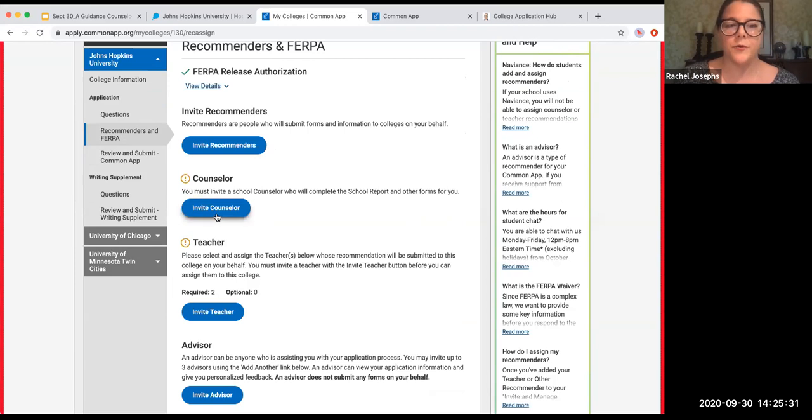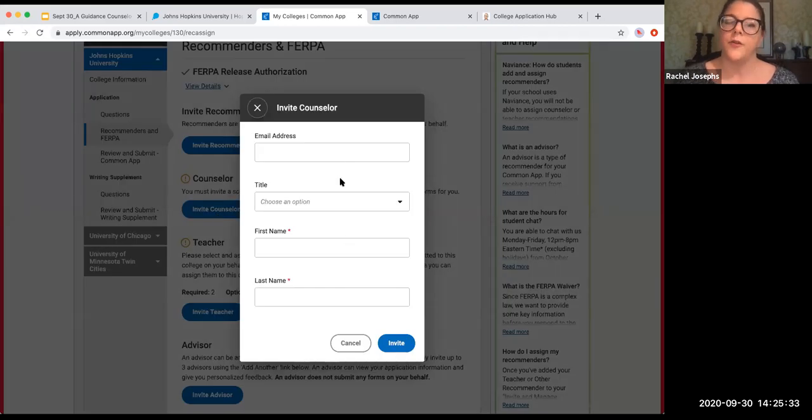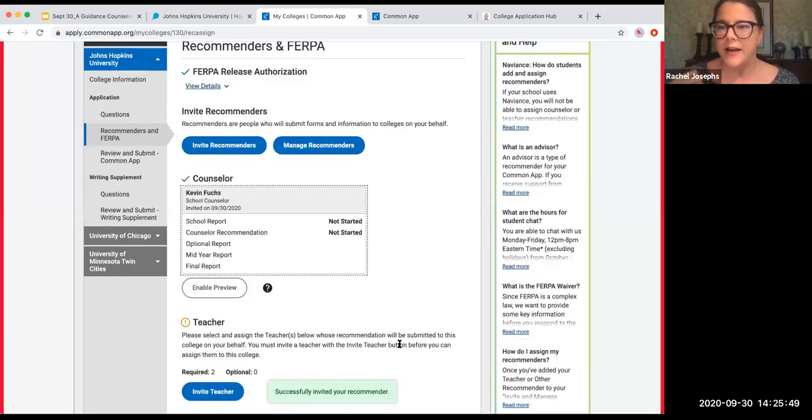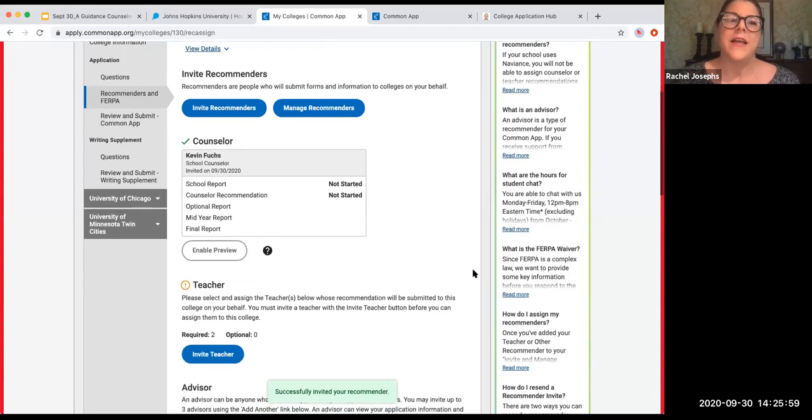So they're able to go in here and invite your counselor. So, if I wanted to do Kevin, and what his title is, and so on. Okay, so I am sending that email to him, and then that will signal on his side, Rachel Josephs, your fabulous student, Kevin, is asking for a letter of recommendation and needs her transcript sent and needs all of these reports, okay?